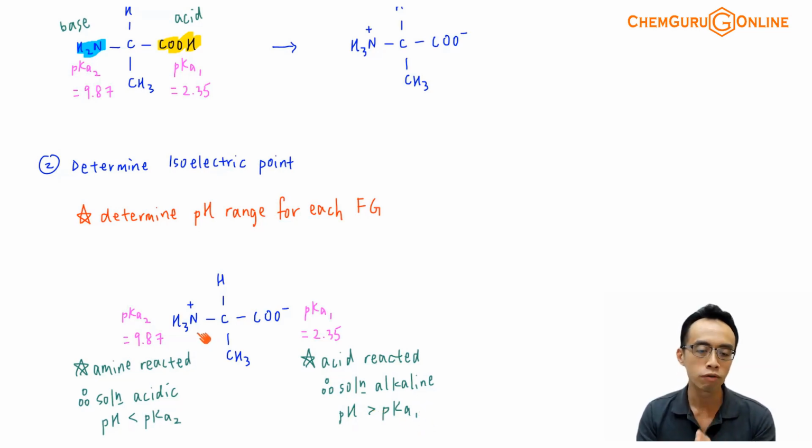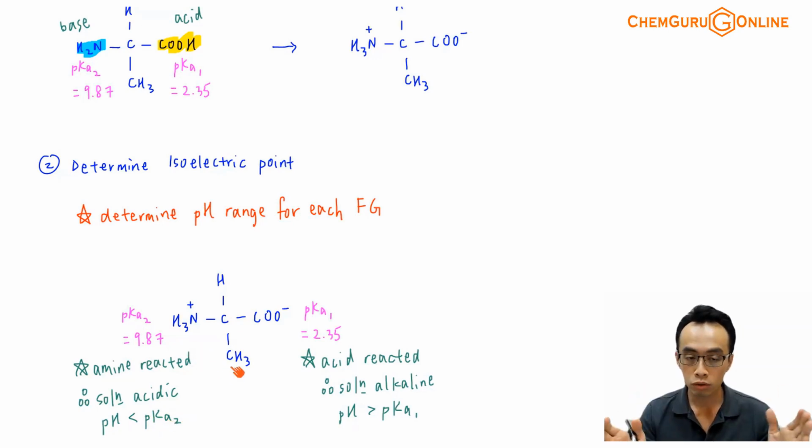Now how about my alpha amino group? You notice for my alpha amino group, it is converted to NH3+, so my amine takes part in the reaction. And what is the pH range where my amine will take part in the reaction? The solution must be acidic with respect to my amine functional group. So the solution is acidic with respect to amine, and this will mean that the pH of the solution must be smaller than pKa2, lower than the pKa value for alpha amino group.